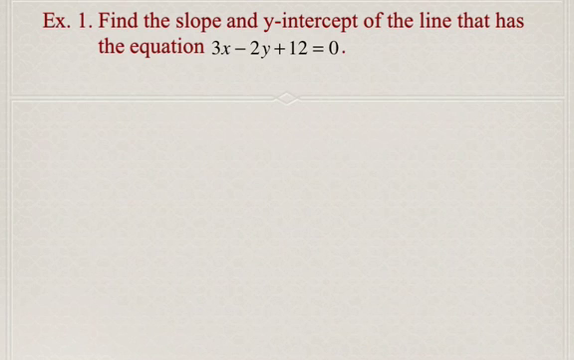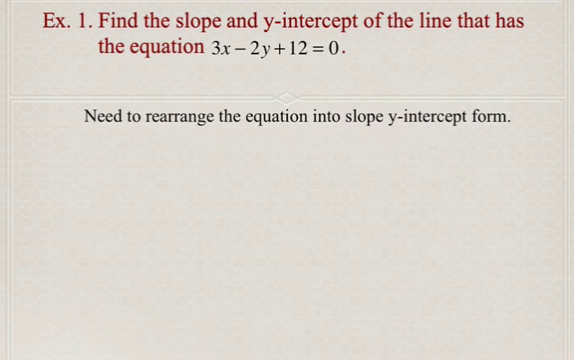So the type of question you might be asked here is to find the slope and y-intercept if you're given an equation in standard form. So we're given the equation 3x minus 2y plus 12 equals 0. And the first thing we have to realize is that we're going to have to rearrange this equation so that it is in slope y-intercept form. In other words, what we have to do is solve for y.